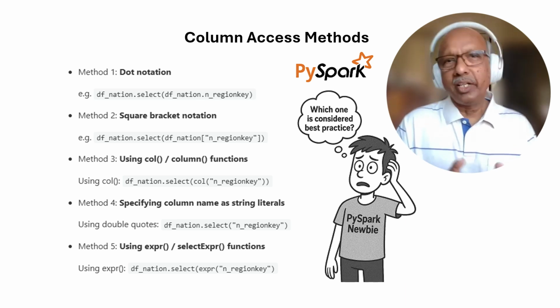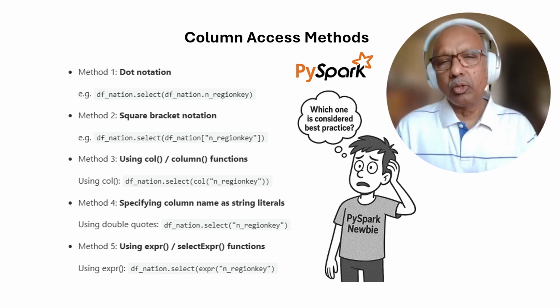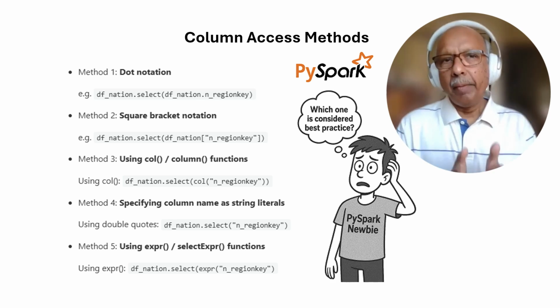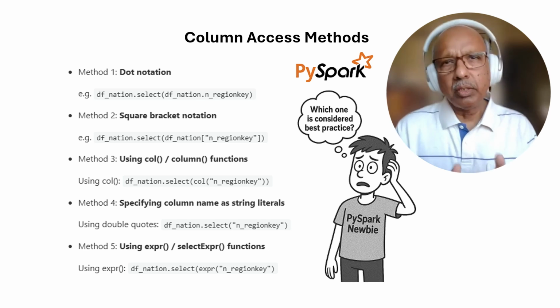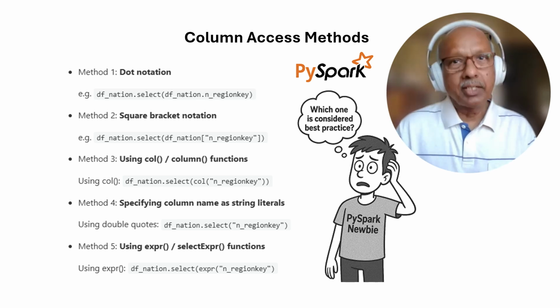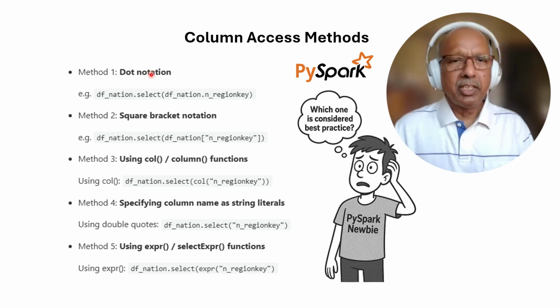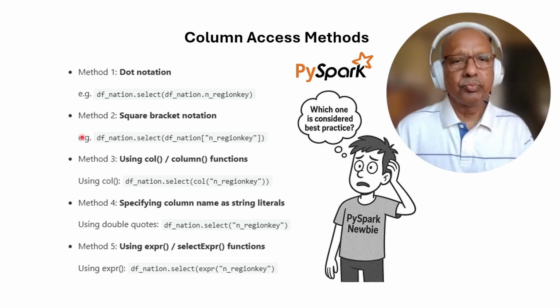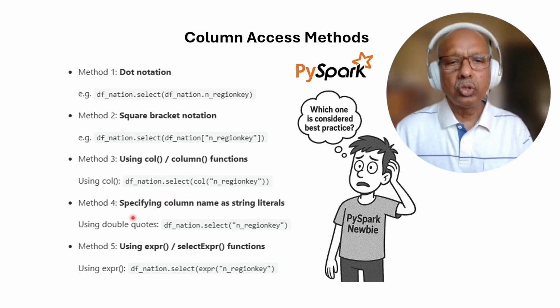You may already know that there are multiple ways to access columns in a data frame. But which methods work the best in different situations? Let us explore that together. As you can see on the screen, I have listed out 5 different methods to access columns: dot notation, square bracket notation, using column functions, using column name as string literals, and using expression function.